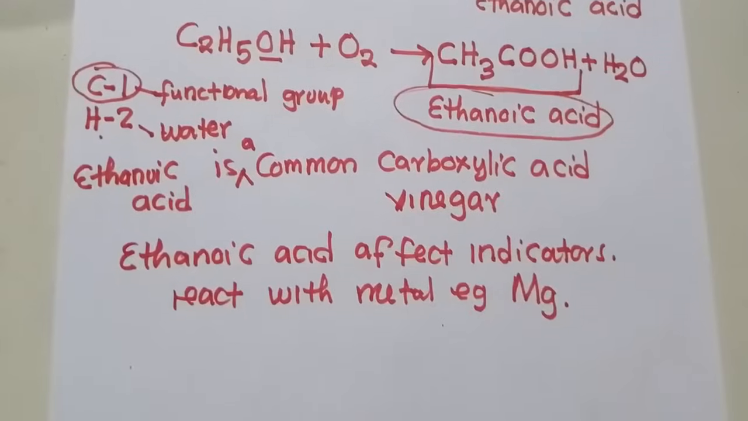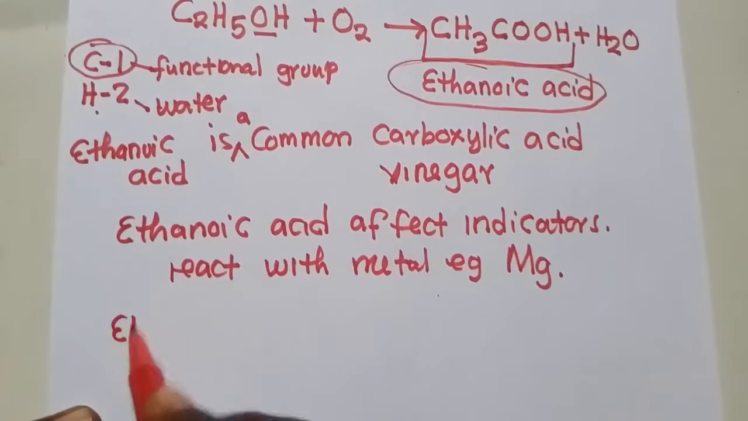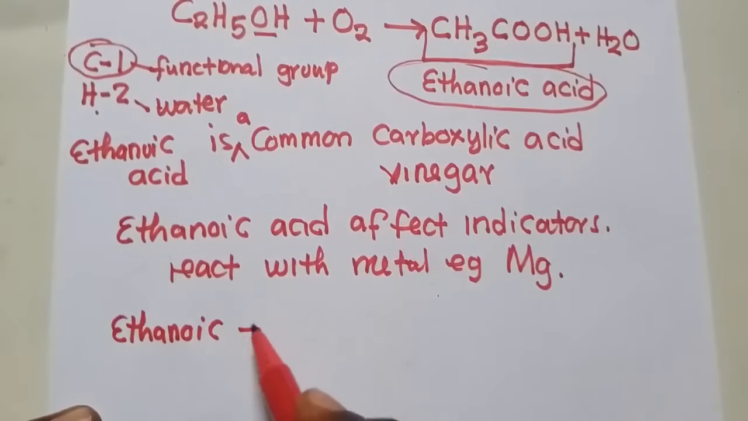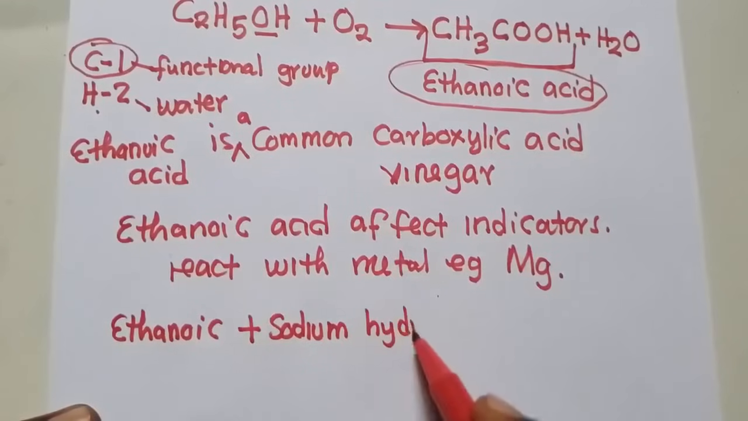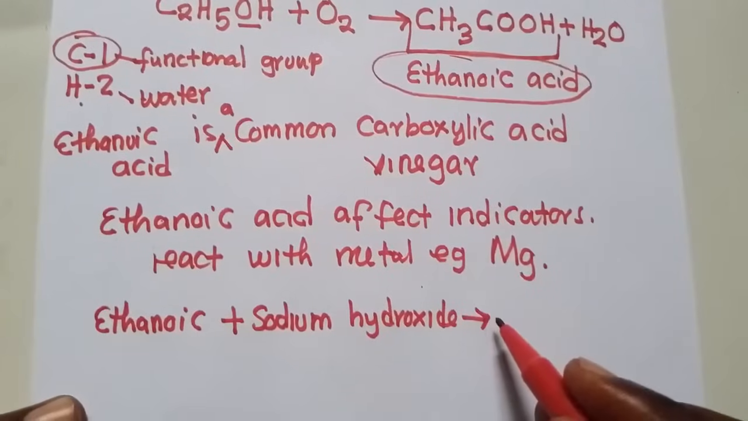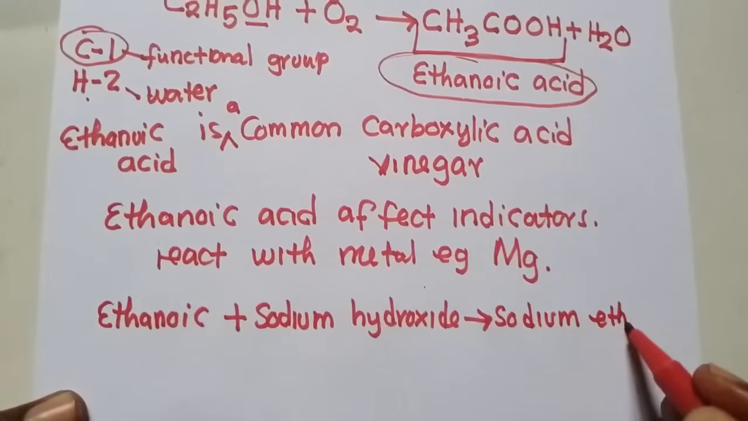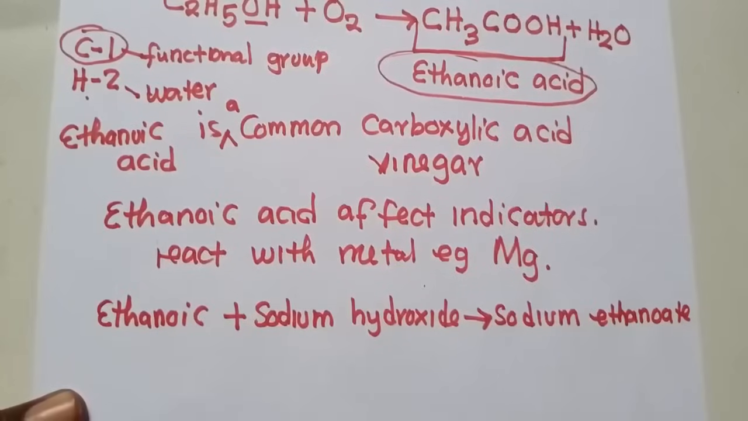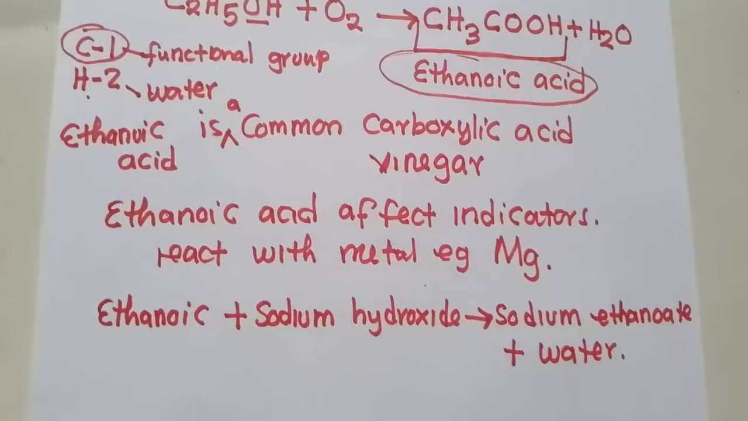So let us put this into an example. Ethanoic acid reacts with what? It is going to react with sodium hydroxide, to form what? What is being formed here? What is being formed is called sodium ethanoate. Have you seen? Like this, sodium ethanoate plus water. This is what is being produced. So this is what you need to know and understand.